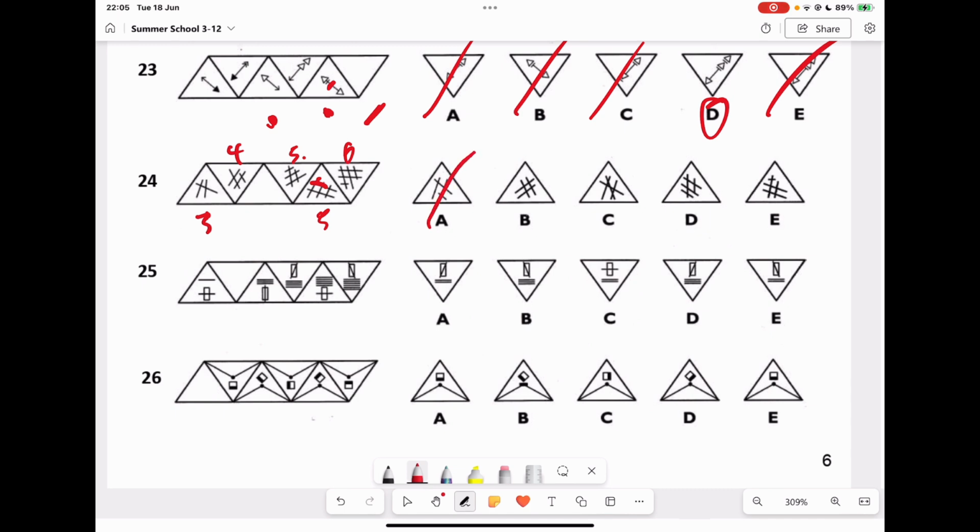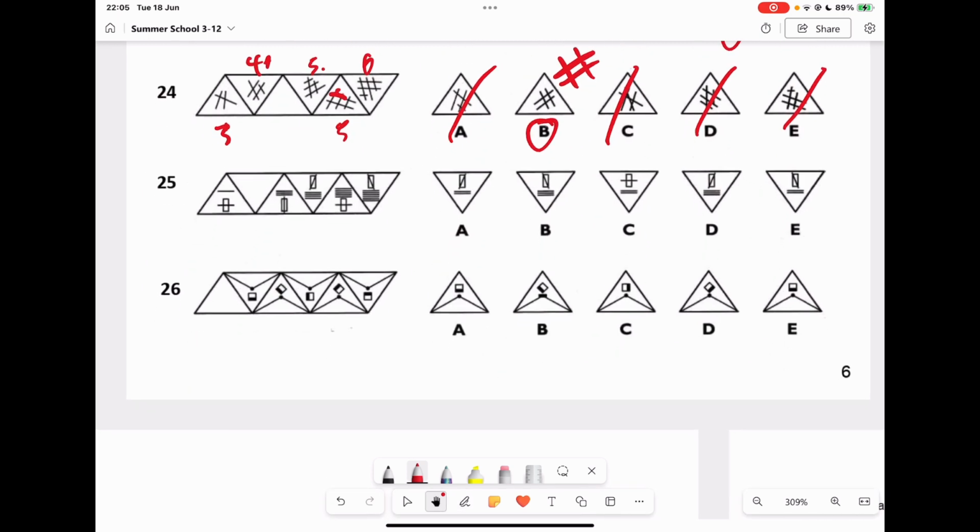So not A, although it has 4 lines. Neither can it be D or E, so it would be B, because it's like our first 4 here, which looked like this, but he's then crossing it over.